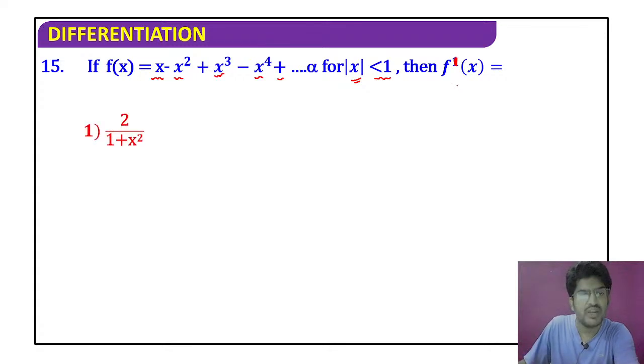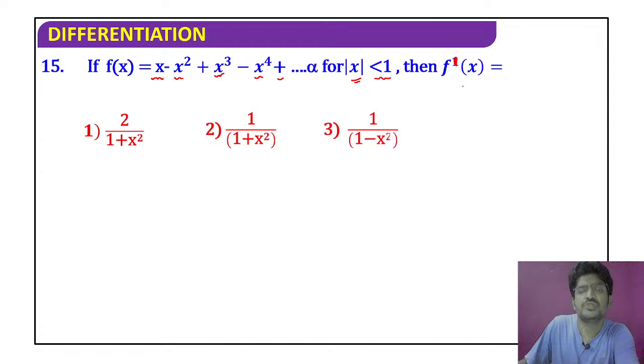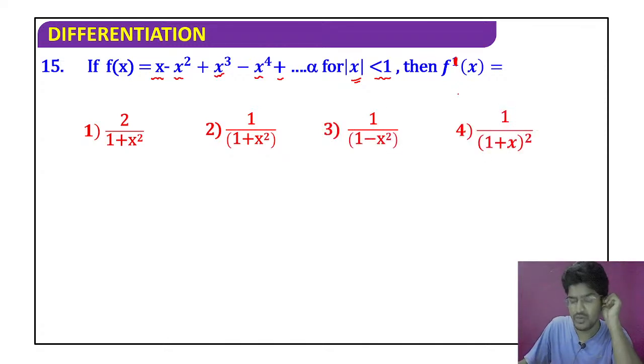Option 1 is 2 divided by 1 plus x square. Option 2 is 1 divided by 1 plus x square. Option 3 is 1 divided by 1 minus x square. And option 4 you have 1 divided by 1 plus x whole square. Okay. So my dear students, you just see this.